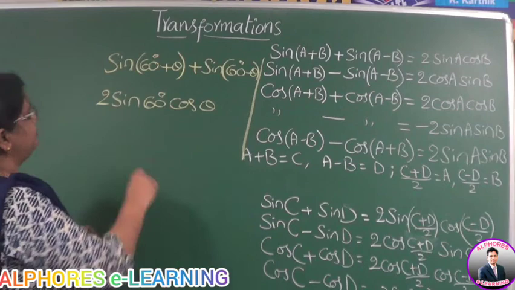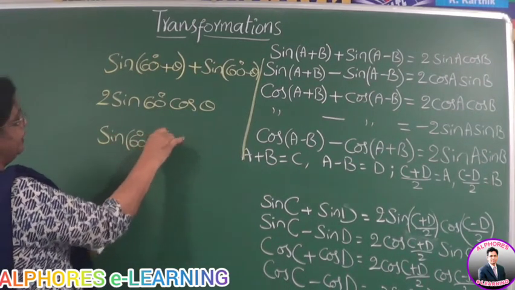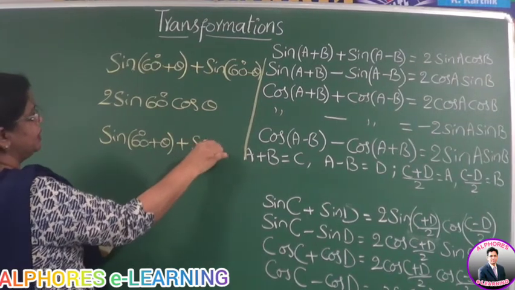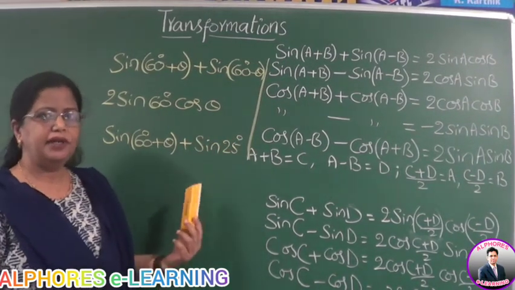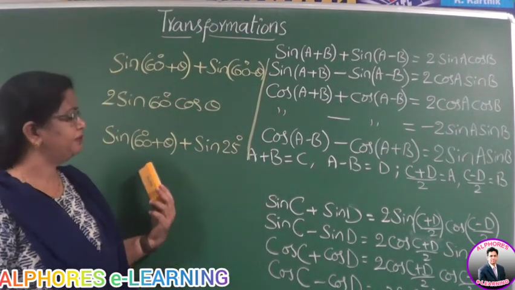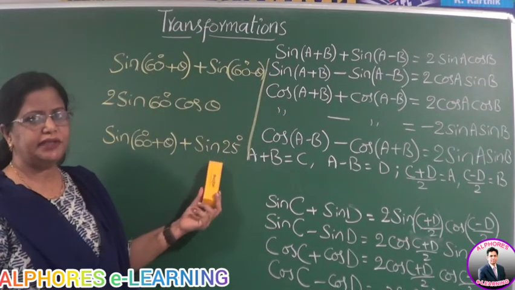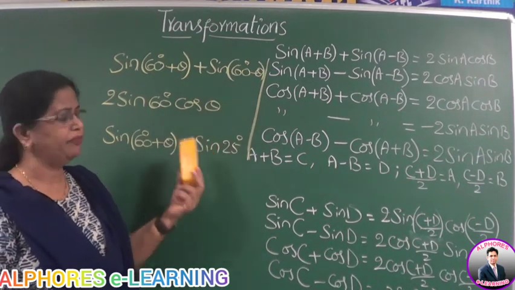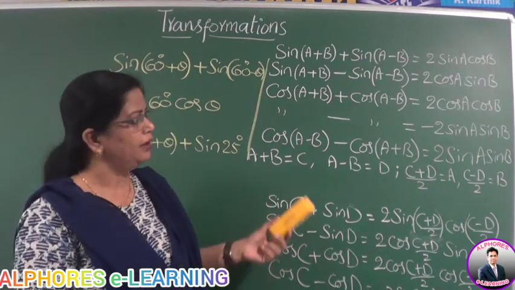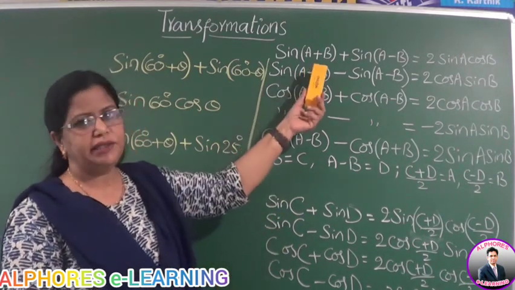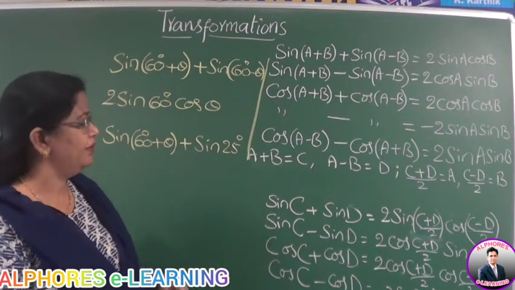That means suppose the value is of the form sin of 60 plus theta and the other value is sin of some other value, that is 25 degrees. But I want a product of two terms from this sum. Then I cannot write the value in terms of exactly 60 minus theta. That's the reason we have taken another set of formulae. Those are nothing but deductions from these only. Okay, so what are the deductions we have taken?